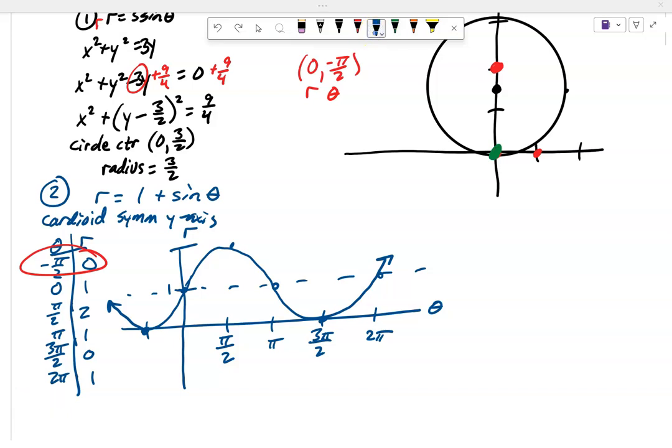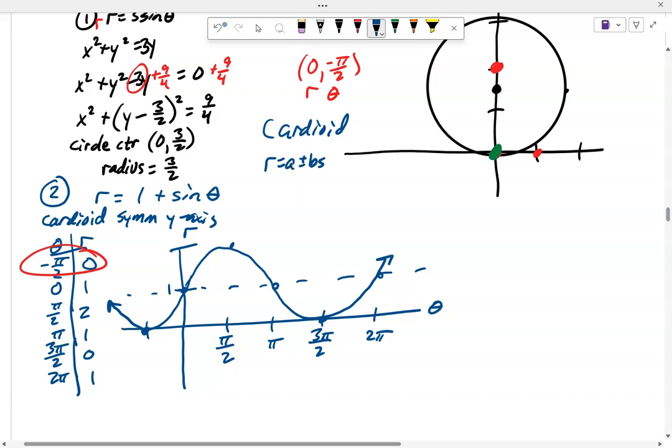So again, I'm looking at my handout. I have a cardioid, symmetric about the y-axis. Cardioid is where you've got r equaling a plus or minus b sine theta. Here we have 1 plus sine theta. So my a and b is 1. So my a over b is 1. That's how I know it's a cardioid.